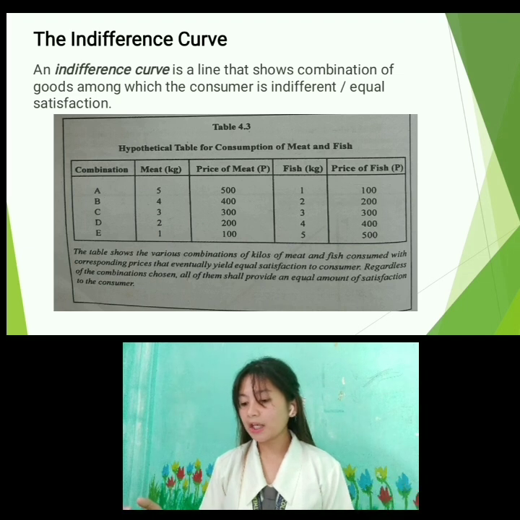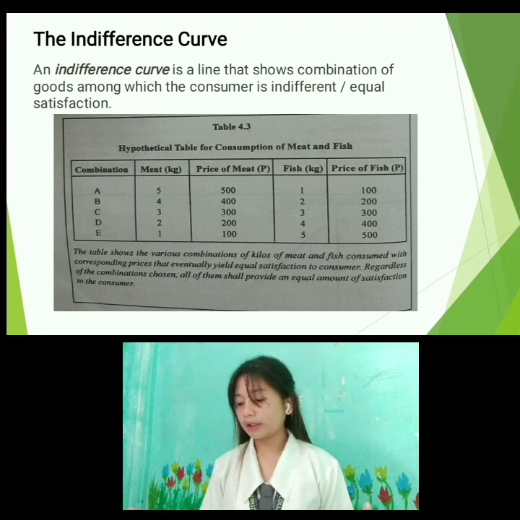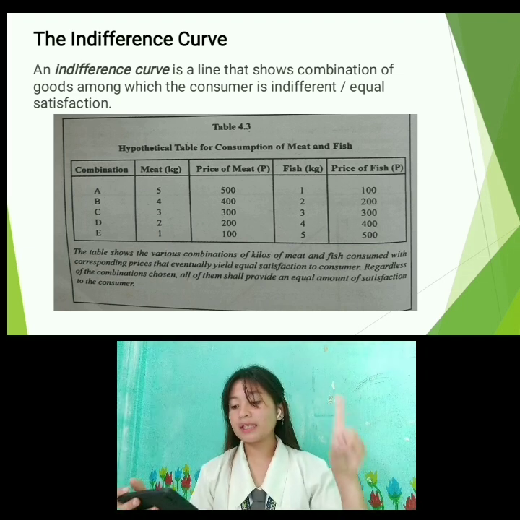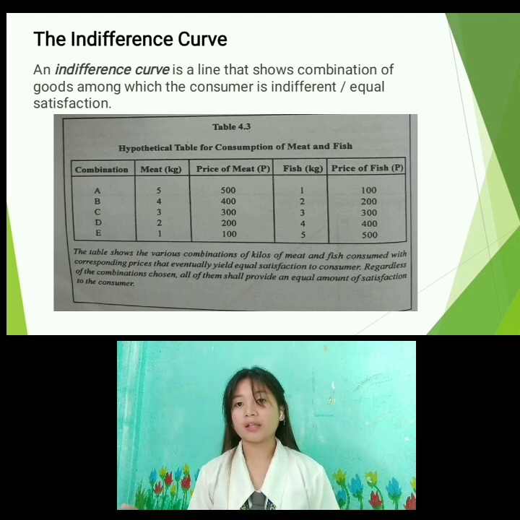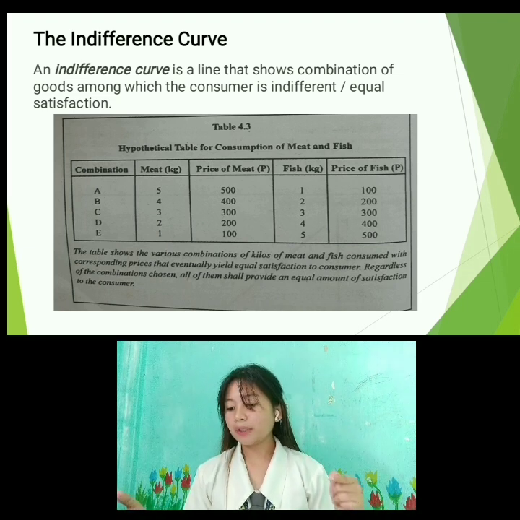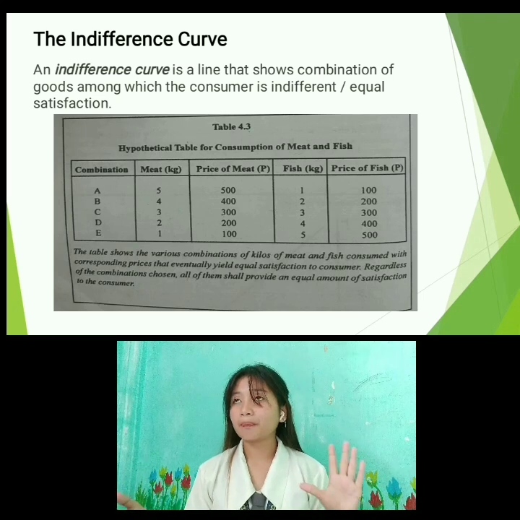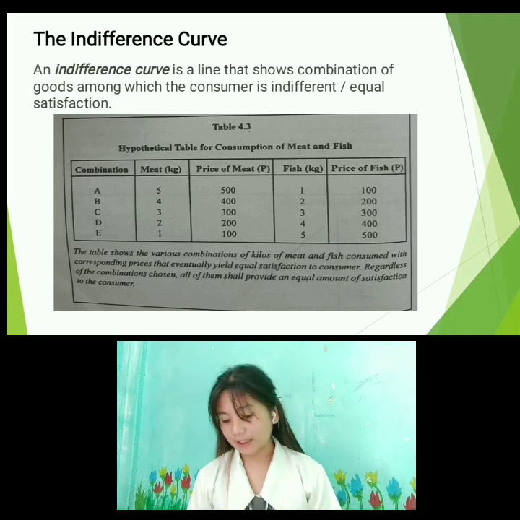Sa combination B, meron tayong 4 kilos, which is equivalent of 400 pesos, and 2 kilos of fish, equivalent of 200 pesos. Kung ang pipiliin ng consumer is, halimbawa, combination C. So, meron kang 3 kilos of meat and 3 kilos of fish. So, yung price nun is 300 and also 300. And, same sa combination E. Pag meat, may 1 kilo ka ng meat for 100 pesos and 5 kilos of fish for 500 pesos. He or she will be indifferent to any of the combinations given.